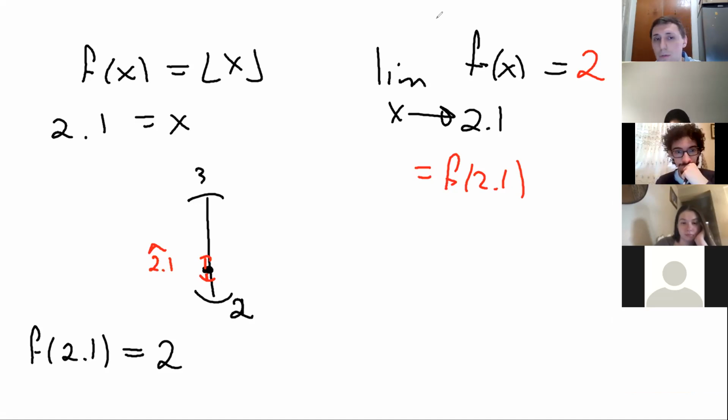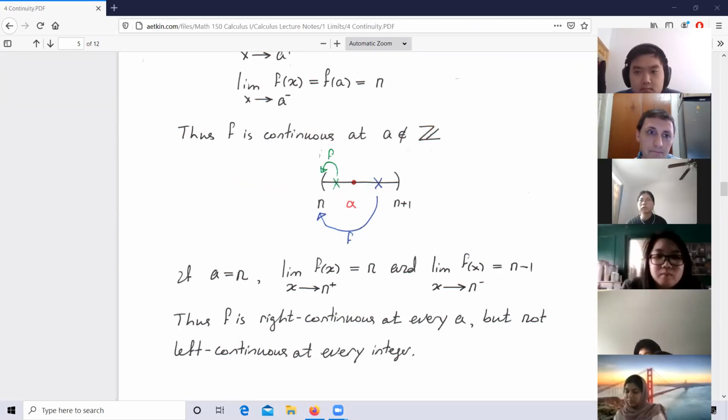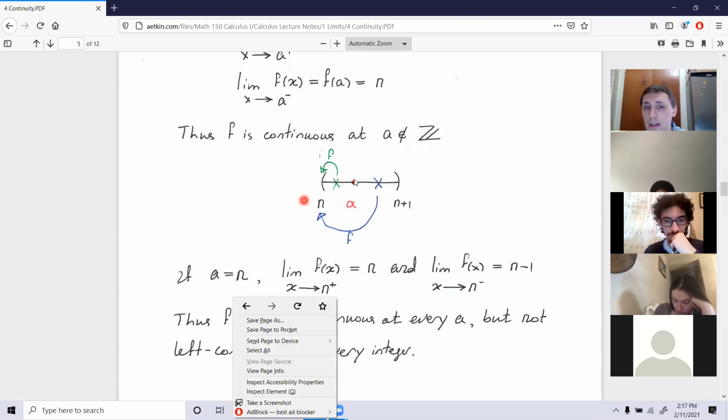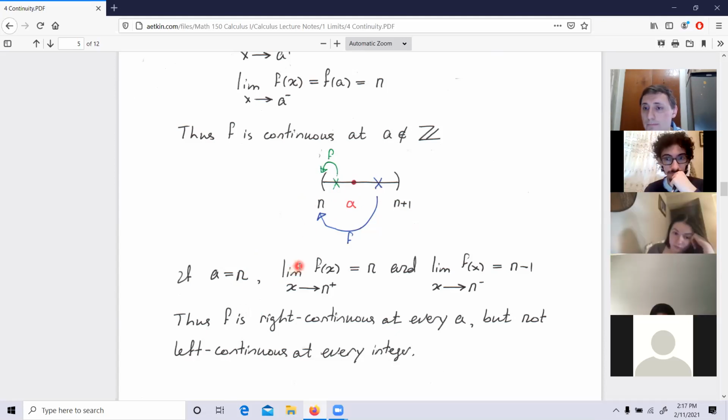Let's just prove that it's not just true for 2.1, but for any number that's not an integer. So pick a number a that's not an integer. You remember what Z stands for. Z is Zahl, which means number in German. So pick any number that's not an integer. Then this number is between some integer n and the integer n plus 1. What's going to be the value of the function at that a? It's going to be n, right? F of a is n. Do you see that?